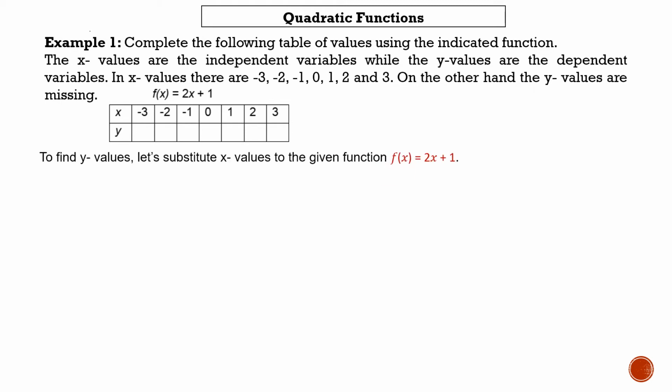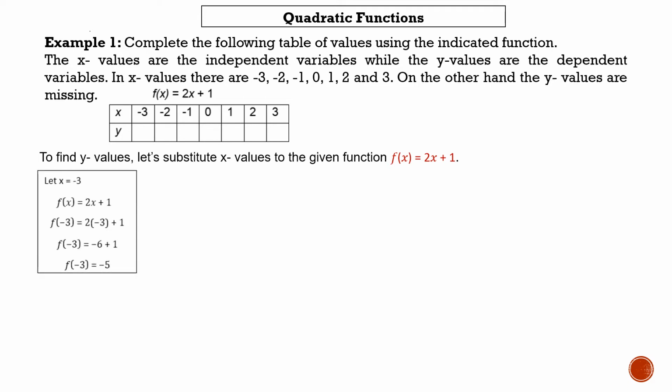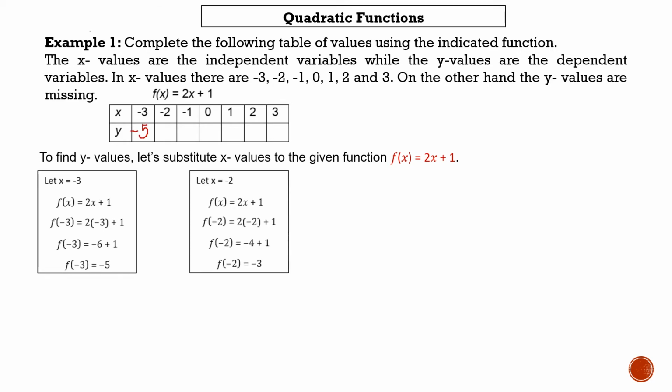So to find the values, let's substitute the x values into the function f of x is equal to 2x plus 1. So if x is equal to negative 3, the value of y or f of x is negative 5. If x is negative 2, y is equal to negative 3.